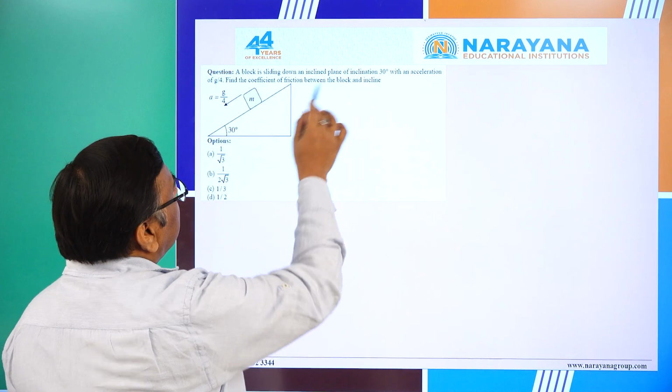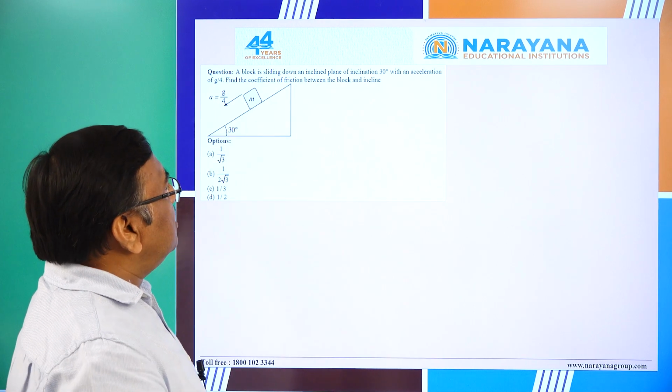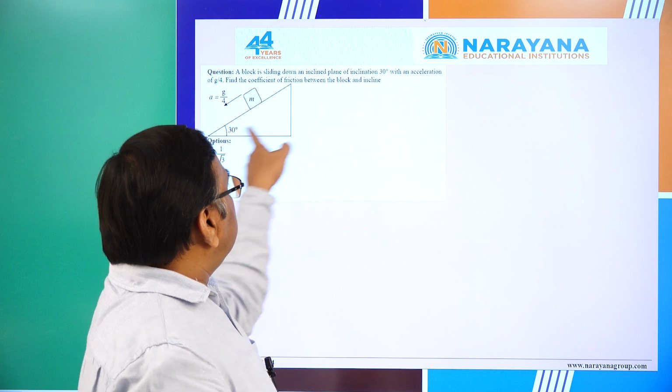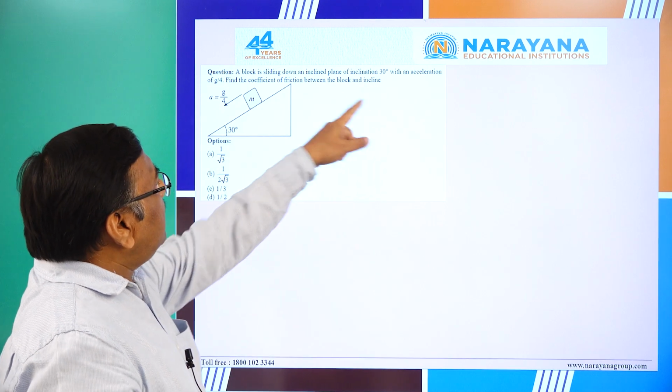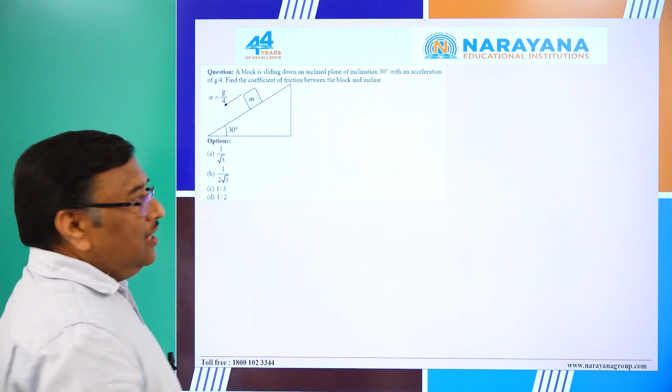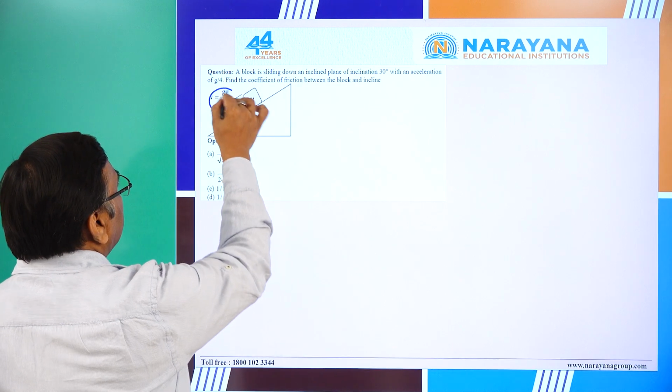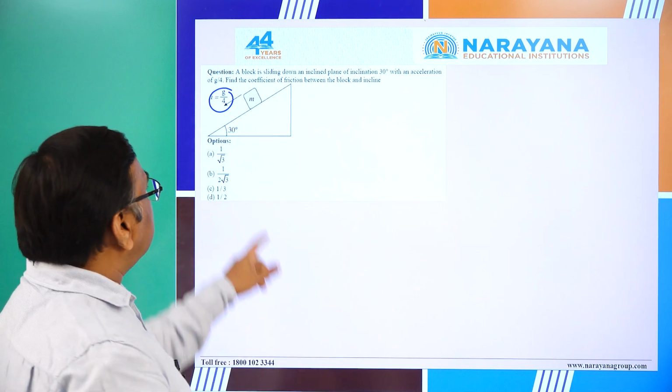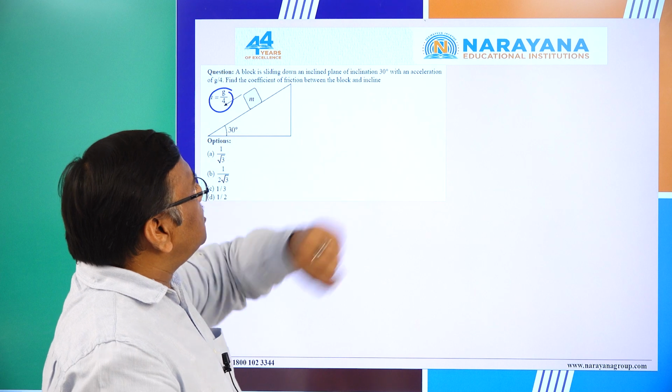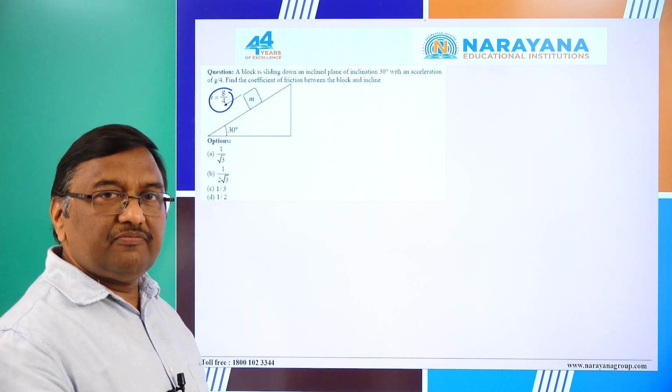Here you can see a block is sliding down an inclined plane of inclination 30 degrees with the horizontal, as shown in the diagram, with an acceleration of g by 4. The acceleration of this body is given to be g by 4, that is the net acceleration. Find the coefficient of friction between the block and the inclined surface.